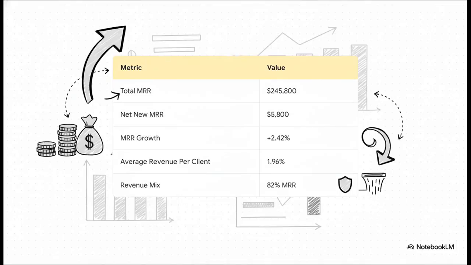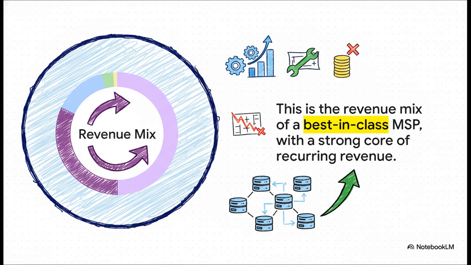This is the dashboard that this system produces. There's no more guesswork. You see your total MRR, your net new MRR for the month, your churn rate, your average revenue per client. You can see not just how much money you made, but the quality and the stability of that revenue. This one chart tells you pretty much everything about the health of this business.